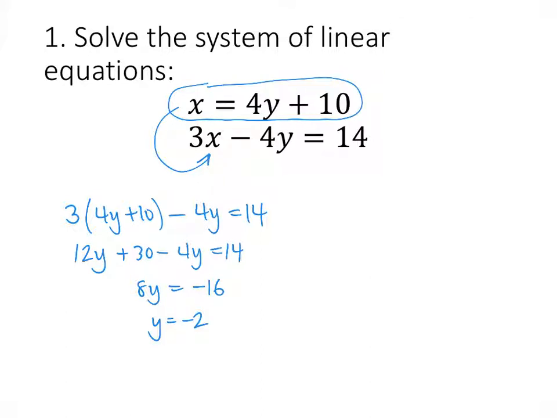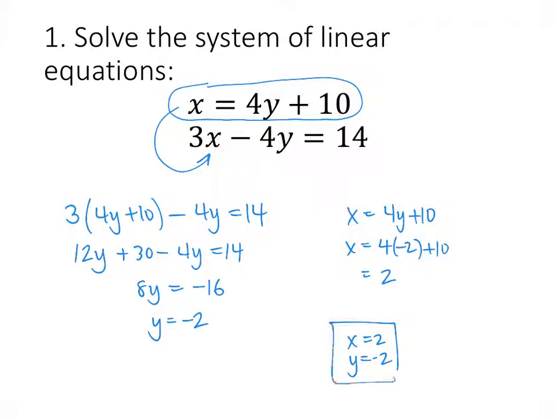Now we're not done because the solution is a value for x and a value for y. And so now we need to take that solution that we've just found for y and substitute it back into the first equation that we had, which was x equals 4y plus 10. Now that we know that y equals negative 2, that gives us x equals 4 times negative 2 plus 10. That gives us x equals positive 2. So the solution is that x equals 2 and y equals negative 2.